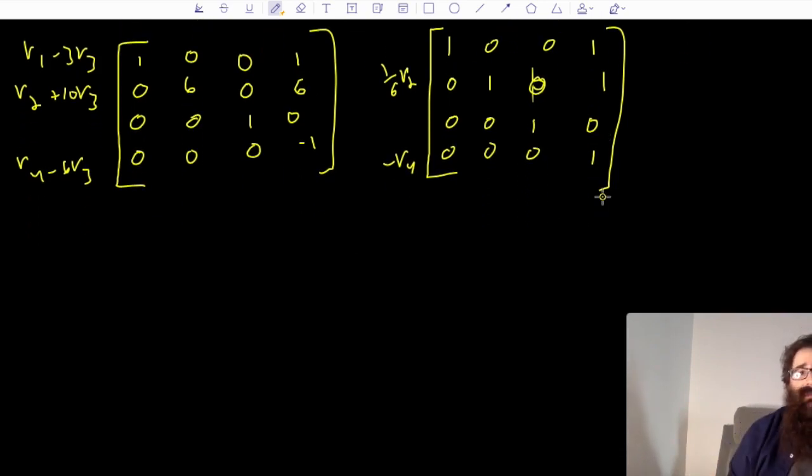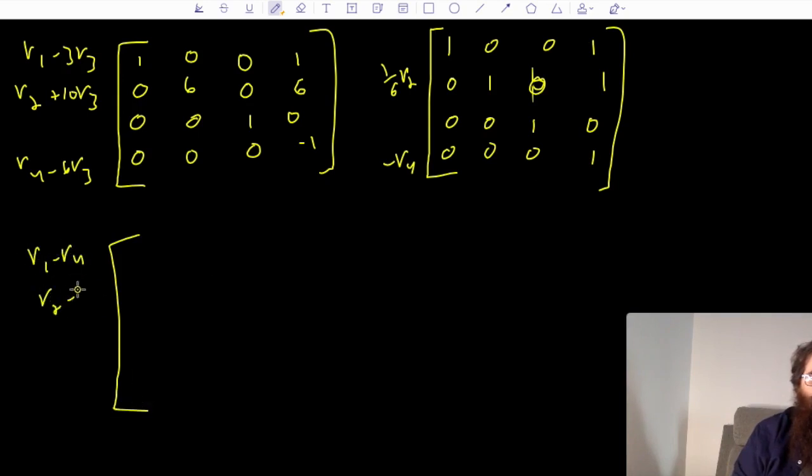And you can see where we're going with this. Now all I have to do is some work in rows 1 and 2. I want row 1 minus row 4, row 2 minus row 4. I can rewrite rows 3 and 4.